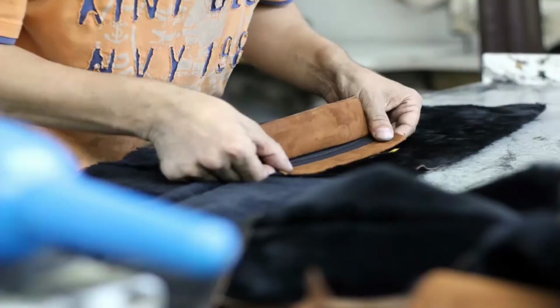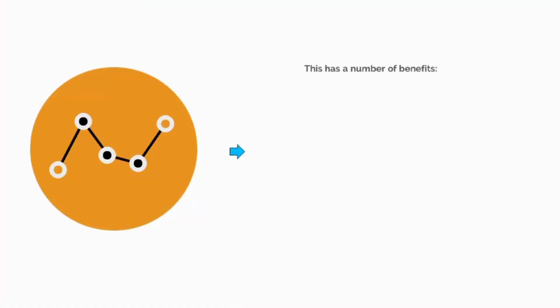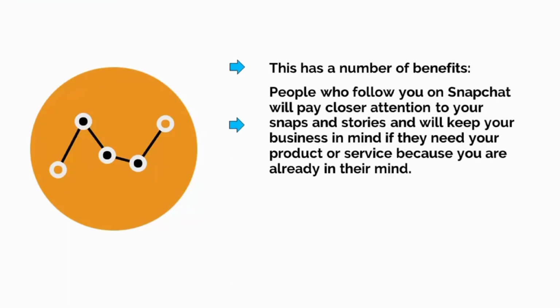Another great way that you can use Snapchat is to provide your followers with some behind-the-scenes information or an inside look at something that you're doing. This has a number of benefits, first and foremost being that people who follow you on Snapchat will pay closer attention to your snaps and stories and will keep your business in mind if they need your product or service because you're already in their mind.